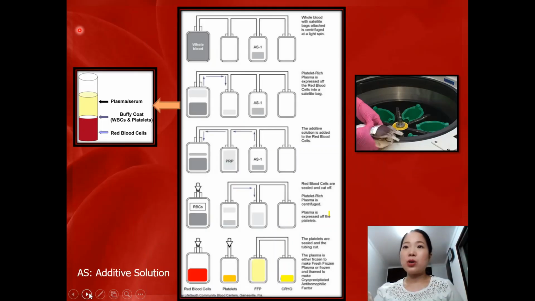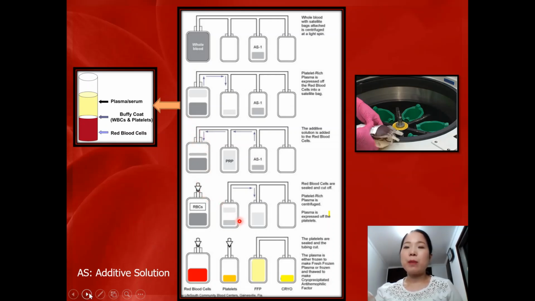This is another illustration of how blood components are prepared. So as you will see, you have the whole blood with the additive solution. So when all of these bags are placed in the centrifuge machine, and after centrifugation, the heavier red blood cells will settle, and the upper portion are your platelet-rich plasma, which can be expressed out into another satellite bag. This is the platelet-rich plasma, and your additive solution can now be added to the packed red blood cells and eventually can be already cut.